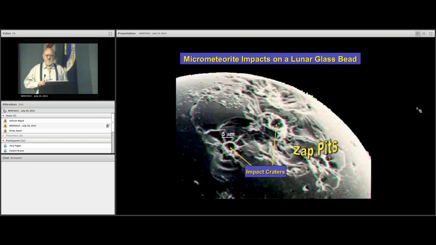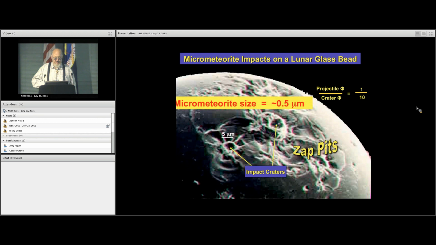Now, just to show you this little micrometeorite impact, this is a 100 micron glass sphere, and you see the little itty bitty pits in here. We were very educated in those days, so we call them zap pits, okay? Really scientific term. But there's a general axiom that the size of the projectile is about 1/10, 1/5 the diameter of the crater. So here you see a little tiny crater, 5 microns, and that means the particle is, we're getting down to now the resolution of an optical microscope.